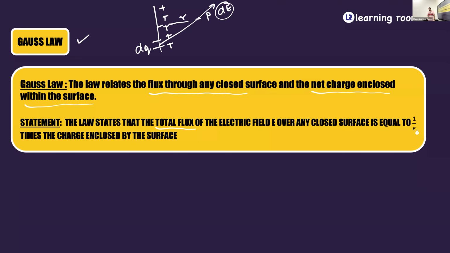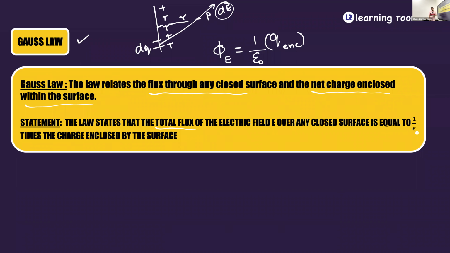But how do I write it mathematically? I need to convert the statement into a mathematical form. So phi stands for flux. If I put a subscript E, then this will be equal to 1 divided by epsilon naught times the charge that is enclosed. ENC stands for enclosed, it's a subscript. So the electric flux is equal to 1 by epsilon naught times the charge enclosed by the closed surface.